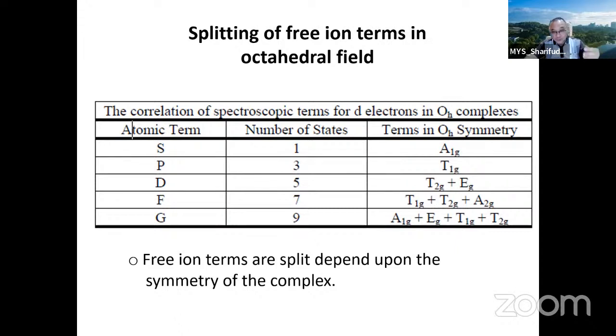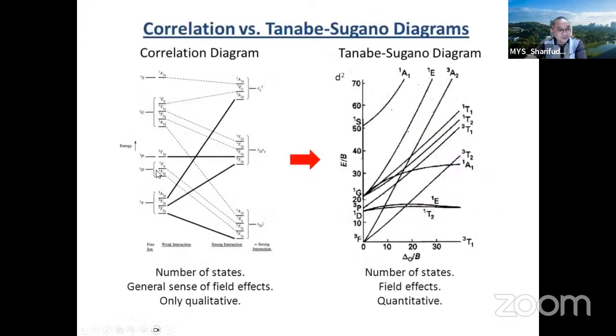You have 2G, you have 3G, you have 1G and 3G, and many different J's as well. So you have 9 different states. And this will break when it comes to octahedral into the different symmetry symbols. Yeah. So free ion terms split depending upon the symmetry of the complex. Octahedral is broken into these symmetries, but if you're talking about planar, they are broken into different symmetries. Example, this one.